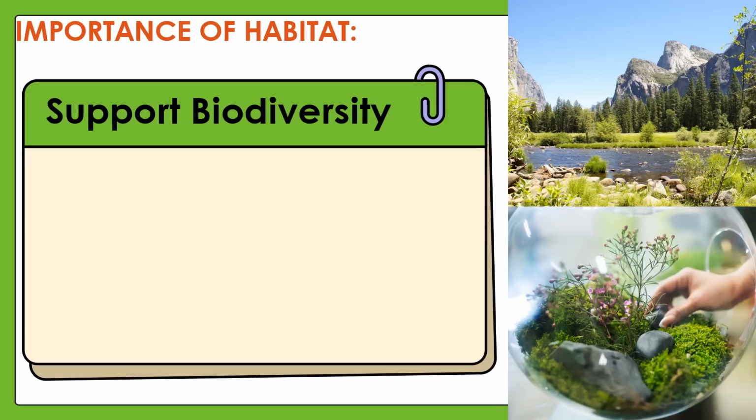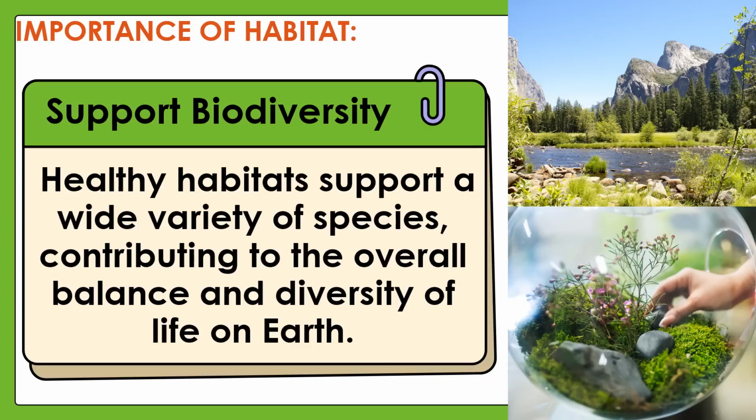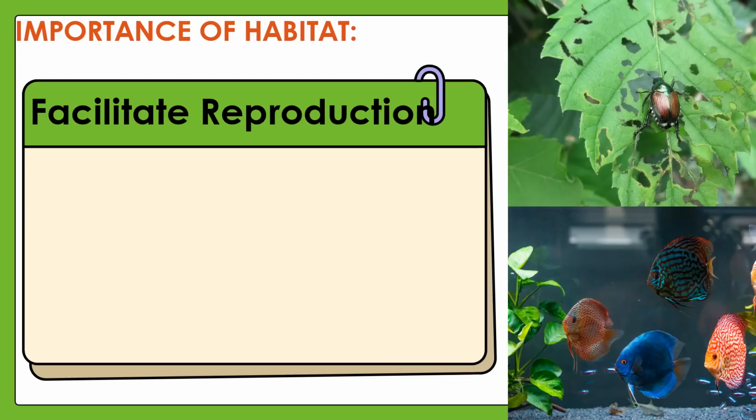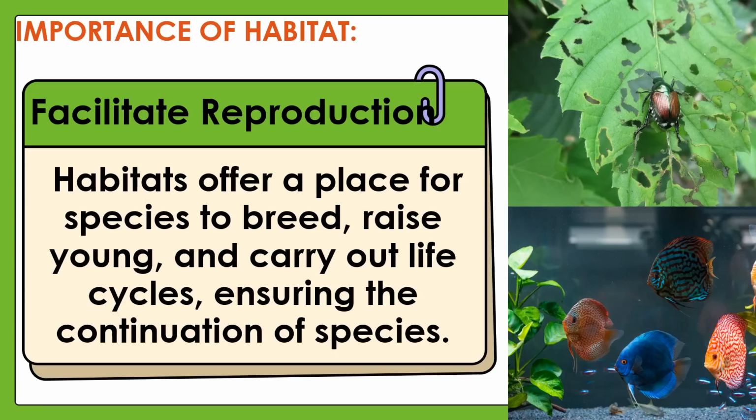Third, support biodiversity. Healthy habitats support a wide variety of species, contributing to the overall balance and diversity of life on Earth. Fourth, facilitate reproduction. Habitats offer a place for species to breed, raise young, and carry out life cycles, ensuring the continuation of species.